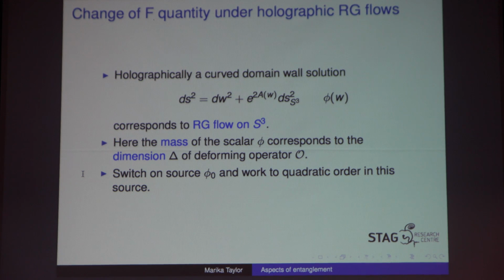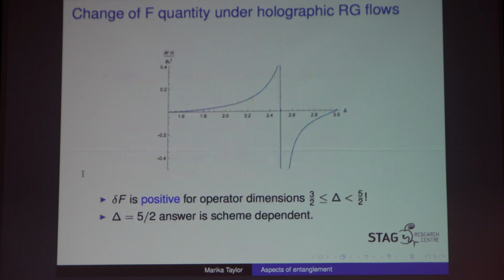So what we did is we switched on a source for the operator, and we worked to quadratic order in this source. So we solved the Einstein equations to quadratic order in the source. If you only work to quadratic order, you're not sensitive to terms in the scalar potential of phi cubed and higher. You actually only care about the mass. You won't see them, okay? And then we solved numerically to see what would happen. And we got a kind of a surprise. So what did we find?